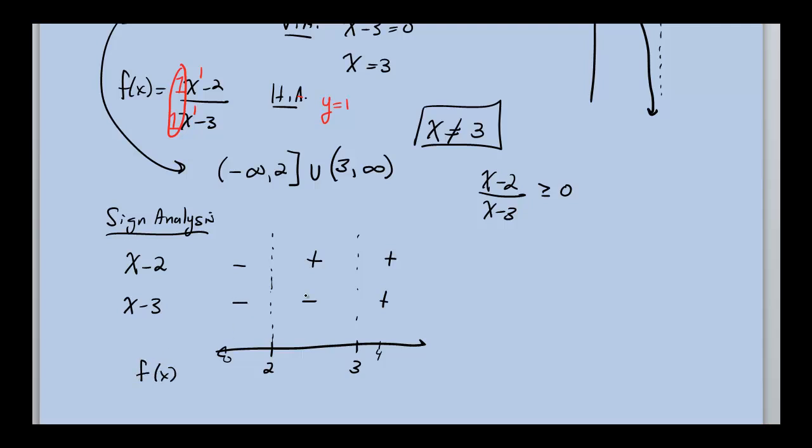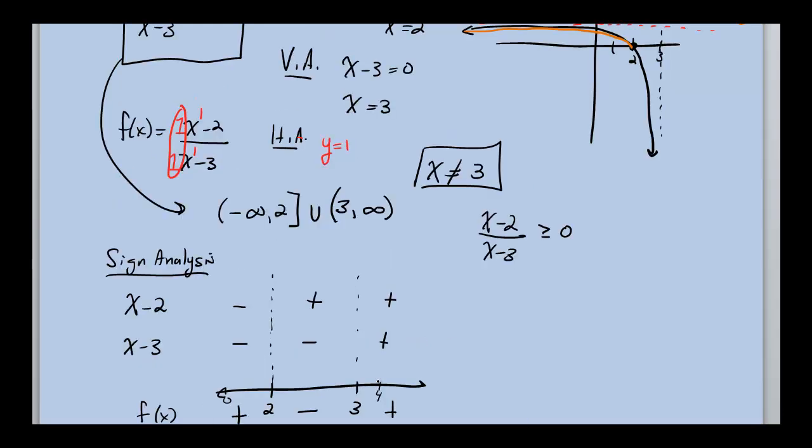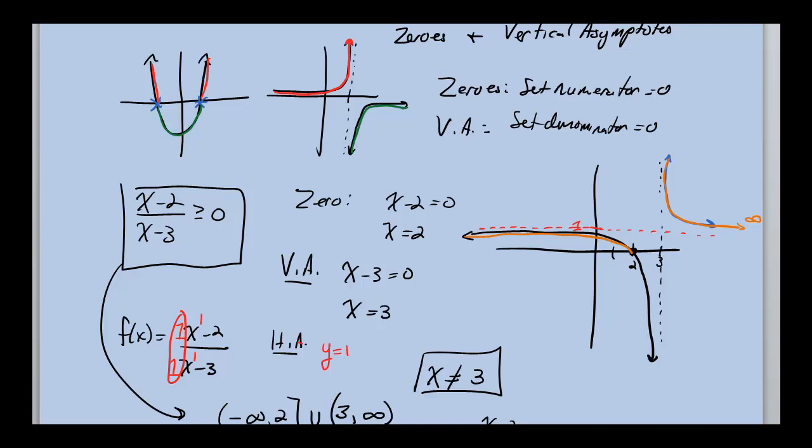Therefore, I can get these values because I'm dividing x minus 2 by x minus 3. I know a negative divided by a negative, or a negative times a negative, is a positive. This one is a positive times a negative, which is a negative. Positive times a positive is also a positive. So if I look at this, notice it's positive, negative, and positive. So I'm going to try to select this graph.